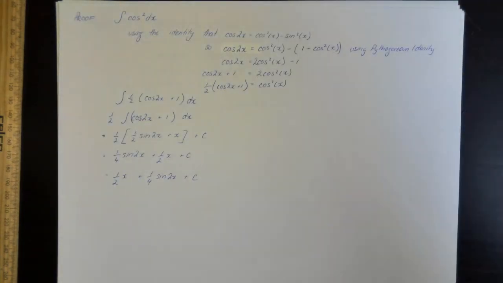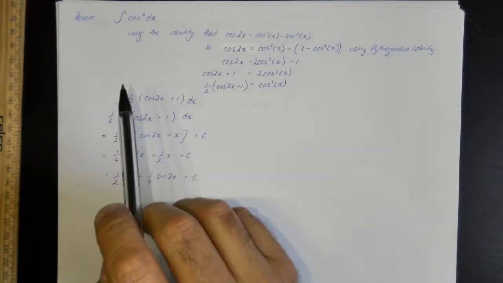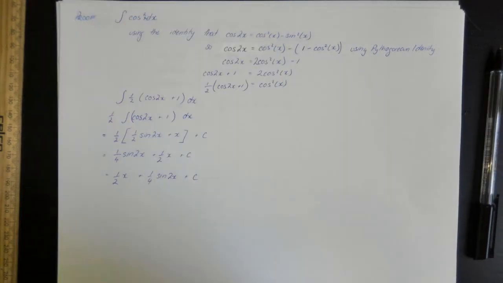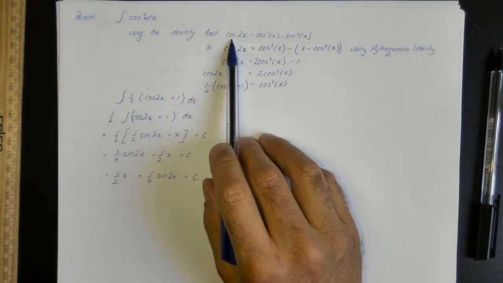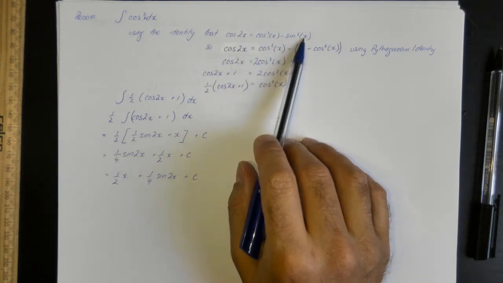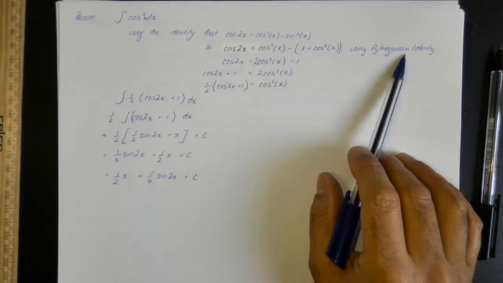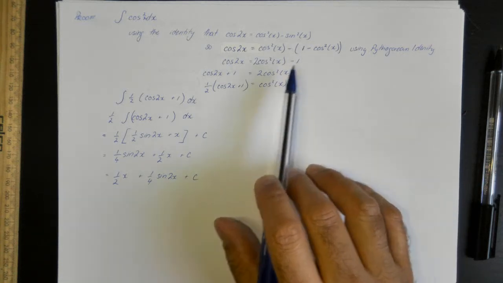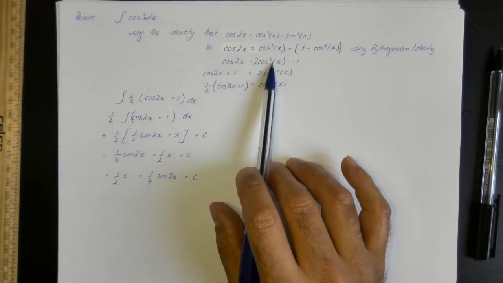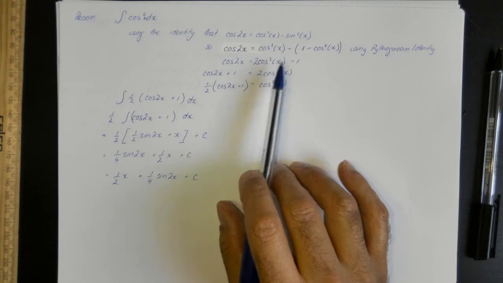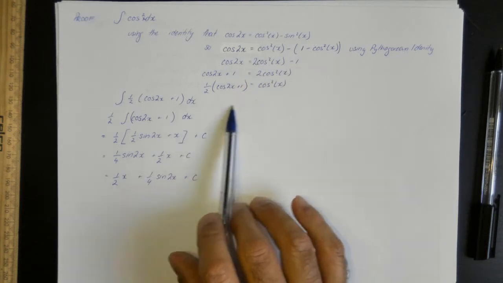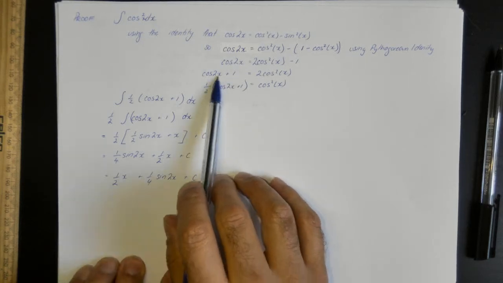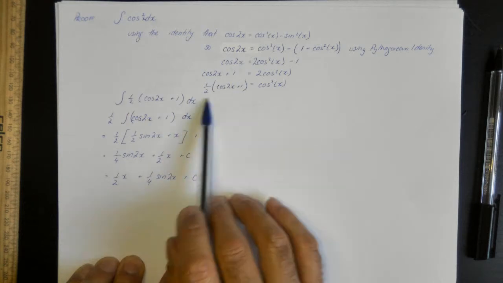Okay, so here's the proof. If I want to integrate cos squared x dx, I use the identity that cos 2x equals cos squared x minus sine squared x, and then replace sine squared x with the Pythagorean identity of 1 minus cos squared x. Cos 2x is equal to 2 cos squared x minus 1. Making cos squared x the subject, I get a half of cos 2x plus 1. Therefore if I want to integrate that, I'm going to replace it with this.